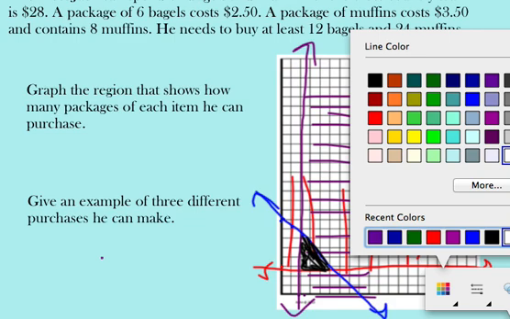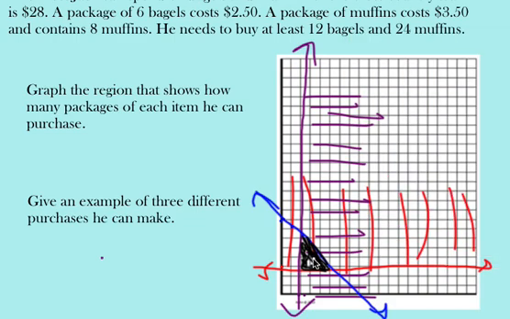All you're going to do is find a point within this graph. So I could go over 3 and up 1, 2, 3, 4. So the point (3, 4) is on the graph, which means he could get 3 bagels and 4 muffins and fit all of those constraints. Go ahead and find 2 more for me.